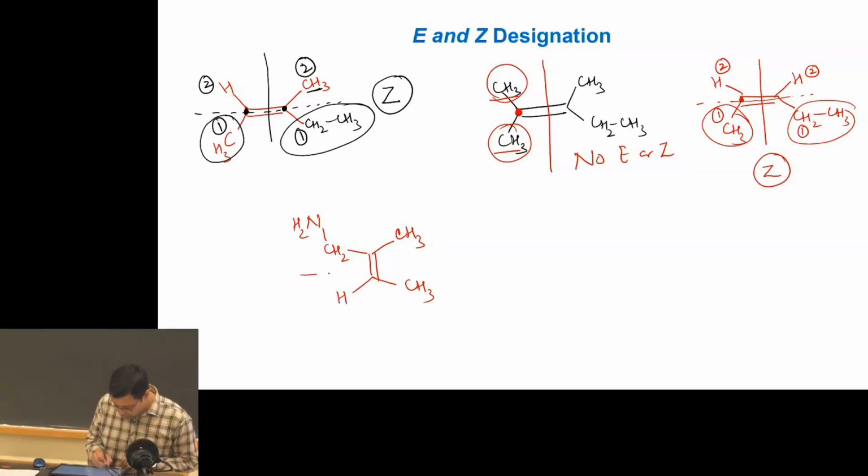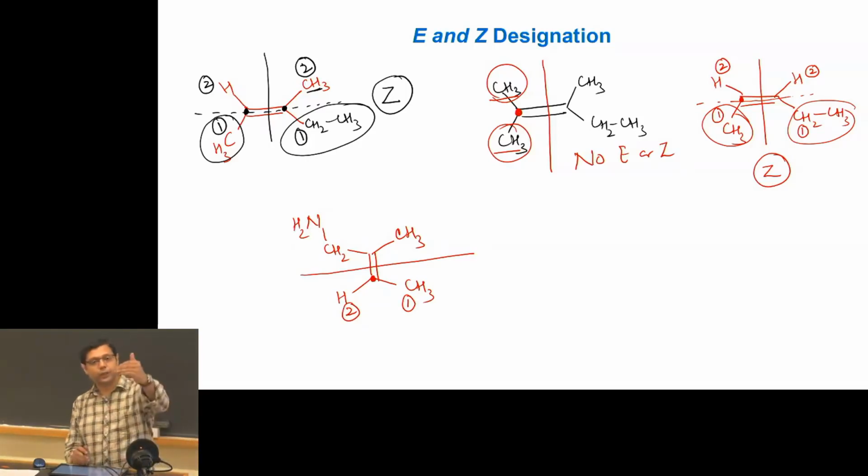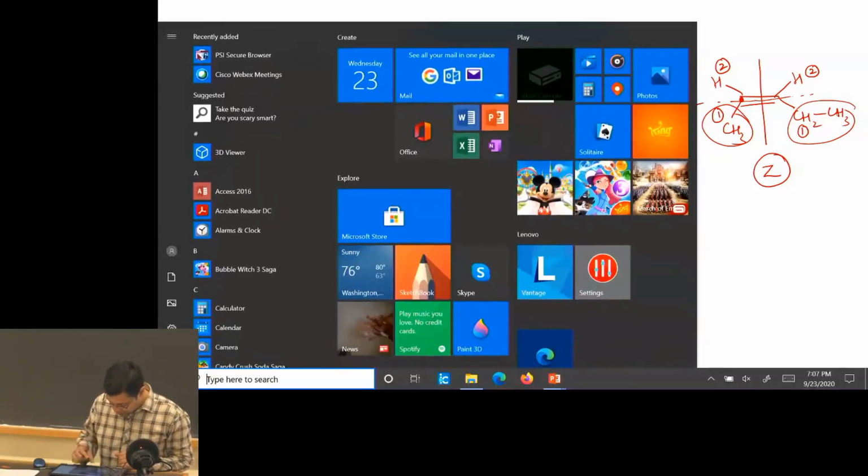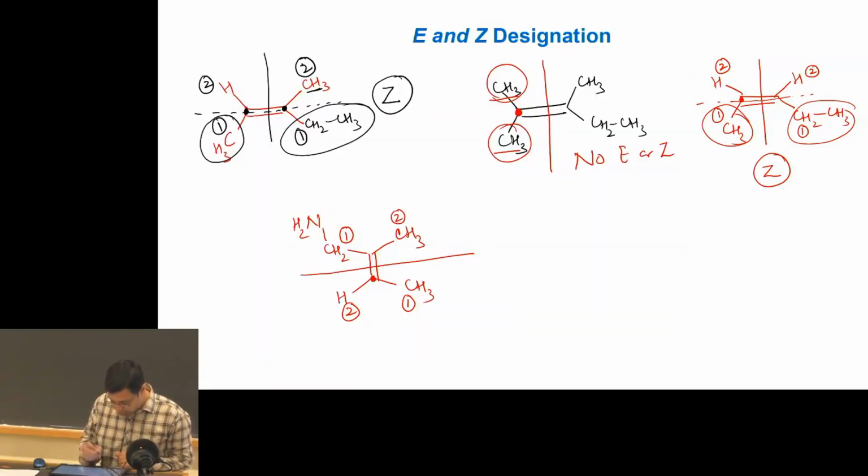Again, start with a perpendicular line to the double bond. At each carbon, give priorities. At that carbon, CH3 gets 1, hydrogen gets 2. At this carbon, this is CH2 attached to a nitrogen. This is a CH3. So CH2 attached to a nitrogen gets 1, CH3 gets 2.